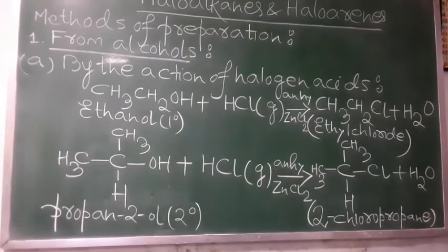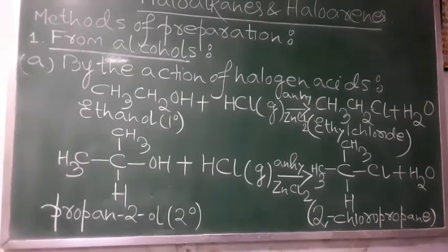Ethanol, CH3CH2OH, which is a 1 degree alcohol. 1 degree alcohol means primary alcohol. So ethanol reacts with hydrogen chloride in the presence of anhydrous ZnCl2 to form ethyl chloride and H2O.